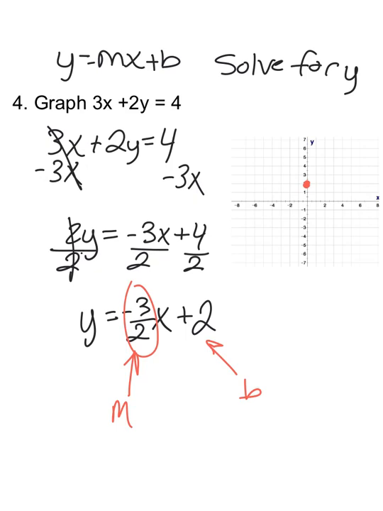It's a negative slope, so little man will be falling down. So we're going to go down 3, 1, 2, 3 from our y-intercept, and go over 2. And again, just continue the pattern, down 3, over 2. And you can, of course, go the opposite way, up 3, over 2. And draw a nice straight line with your ruler.